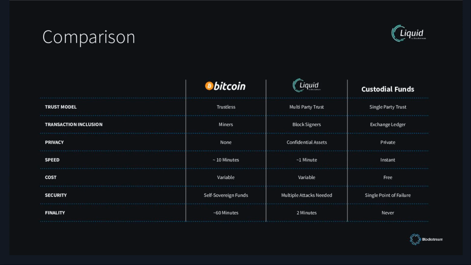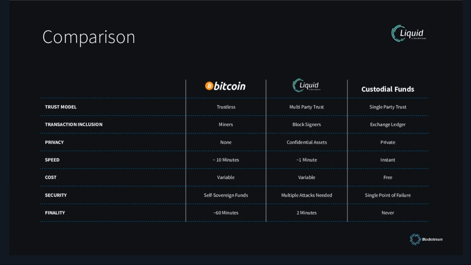With Bitcoin, you do not have any built-in privacy other than the fact that there's pseudonymity in addresses. With Liquid, you have the ability to have confidential addresses so that only you know what the amounts are, and only the person you're sending them to. And then with the custodial funds, everything's happening on that server, so it's private to that exchange itself. They can see everything, but no one else can know what's going on there.